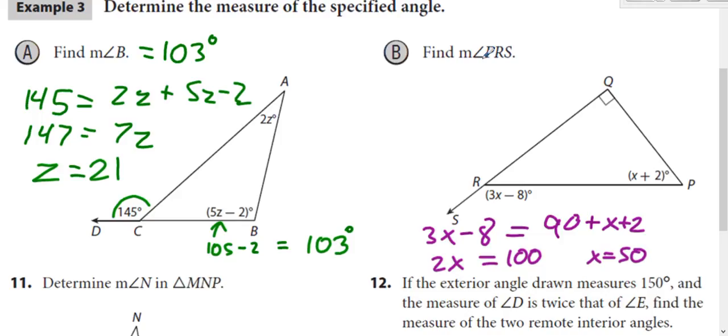And it's to find the measure of angle PRS. PRS, that's the exterior angle, so we'll plug in the 50 and get our answer. 3 times 50 is 150. Minus 8 is 142 degrees.